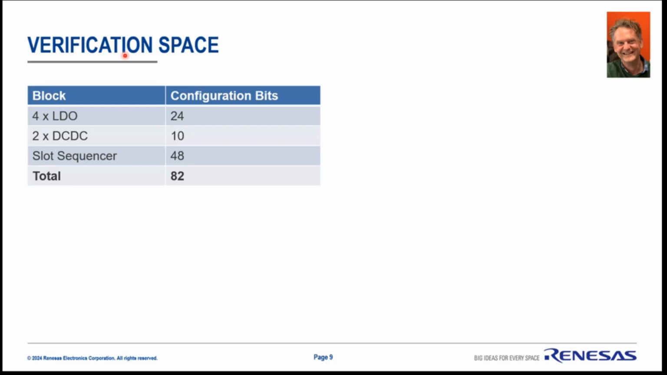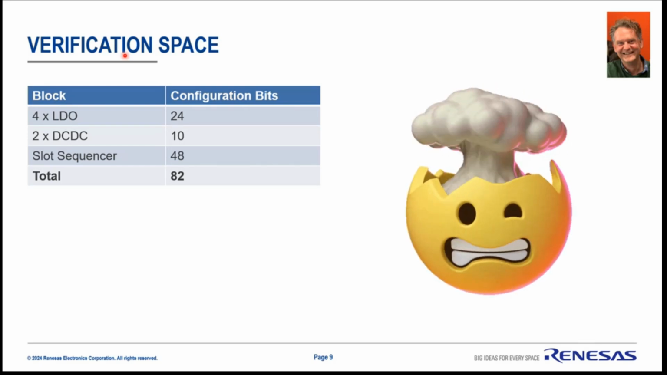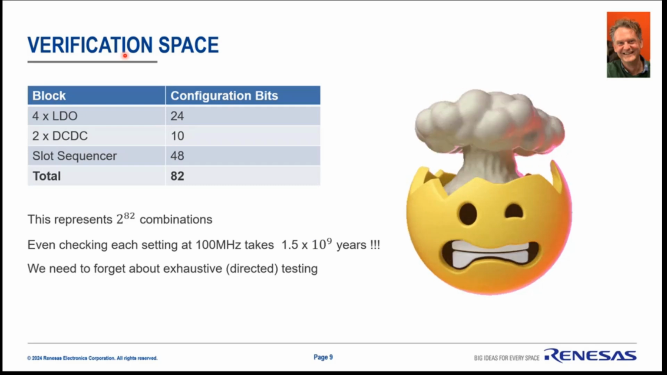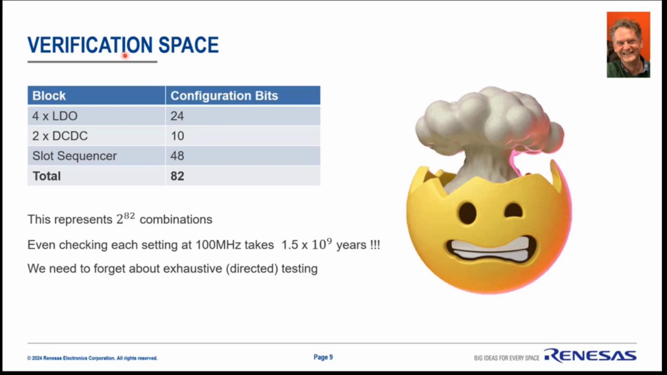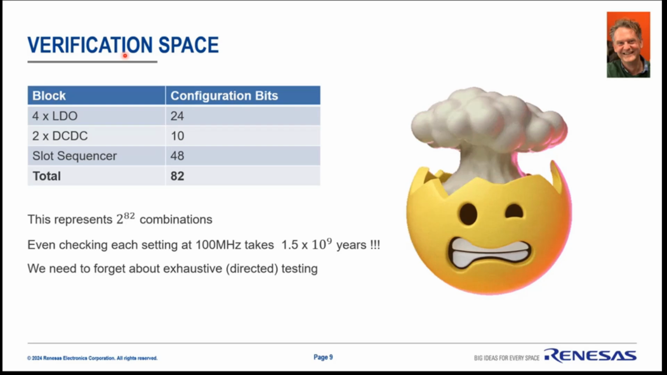If you add all those bits together, you've got 82 bits, which is a state space of 2 to the power of 82 combinations. Even if you could run through those combinations at 100 megahertz, it would take probably more time than there has been in the universe so far. So you need to put in the bin the idea of brute force testing these things, and think about another approach.